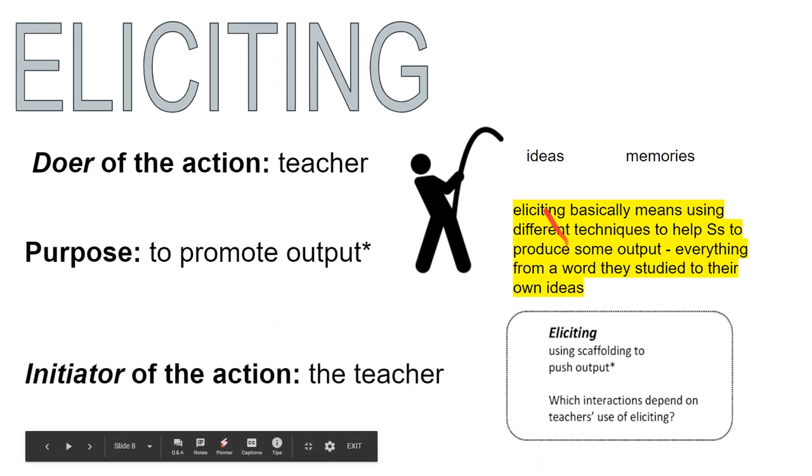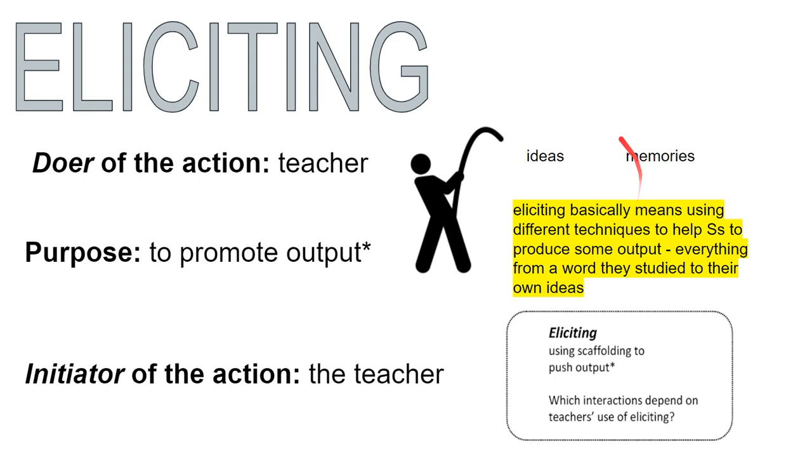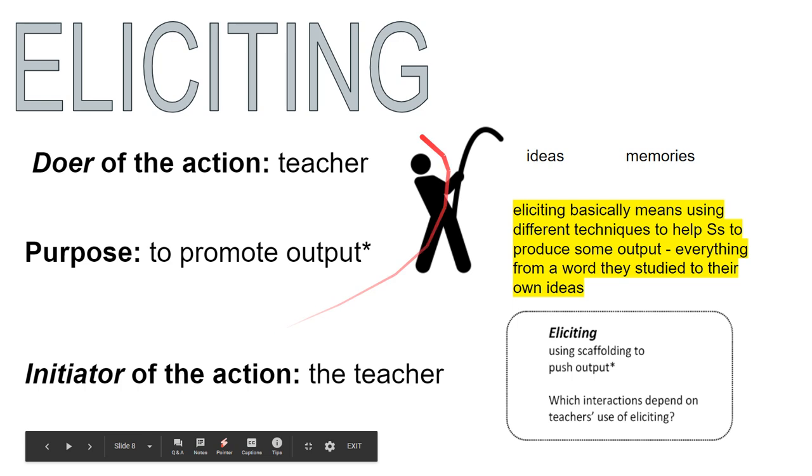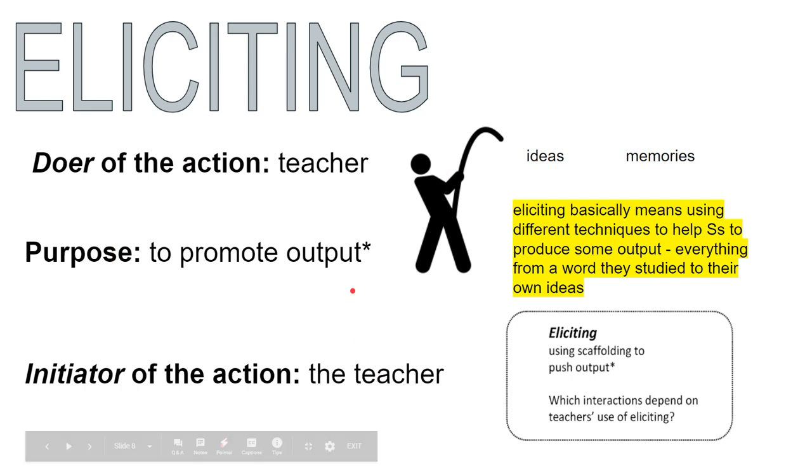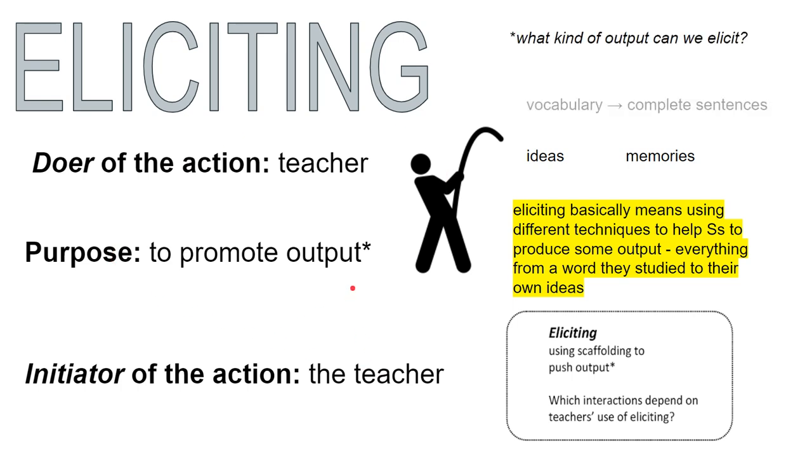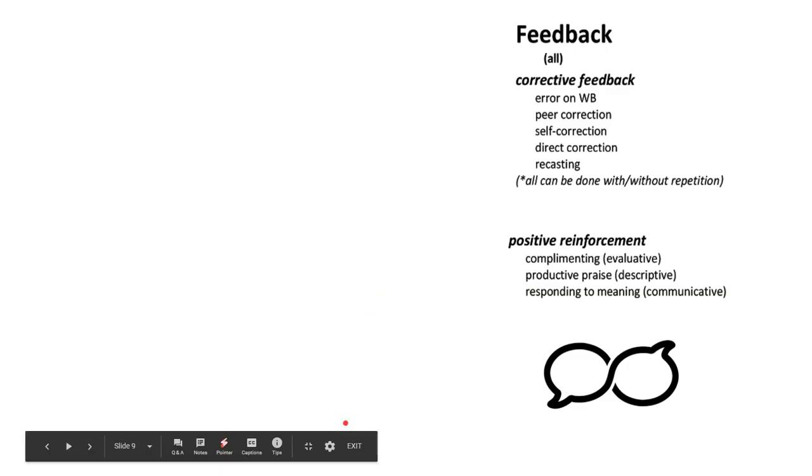The teacher initiates it. So you might say, hey S1, what do you think about the topic of global warming? So you're getting their ideas, you're getting their opinions, so yes, that's other interactions as well. But the teacher with his fishing pole is causing the student to say that, right? So that's going to be your eliciting. Could be memories, could be suggestions, could be anything. Eliciting. And yes, it overlaps with scaffolding. Fundamental part of communicative language teaching. We can elicit vocabulary, we can elicit complete sentences, etc.